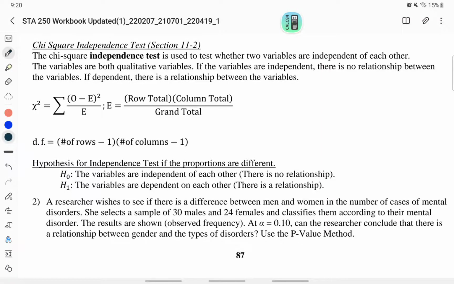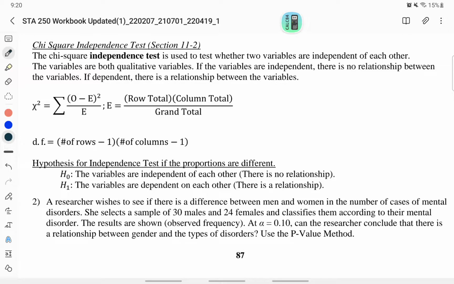Okay, guys, the last kind of test we're going to learn about is the chi-square independence test. The chi-square independence test is used to test whether two variables are independent from each other. The variables are both qualitative variables. If the variables are independent, then there is no relationship between the variables. If the variables are dependent, then there is a relationship between the variables.